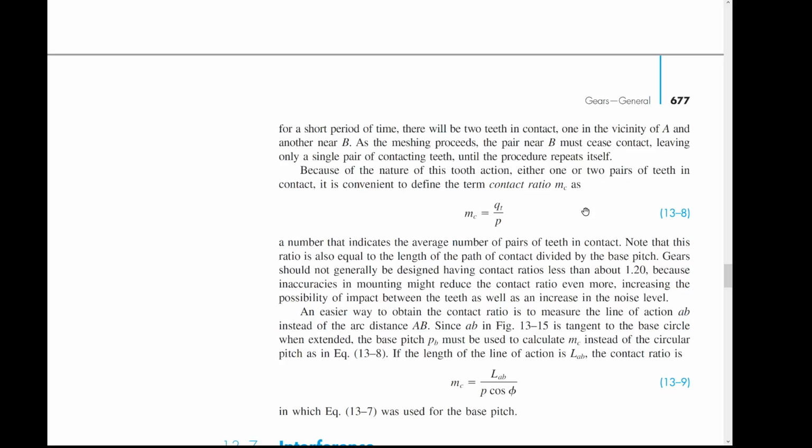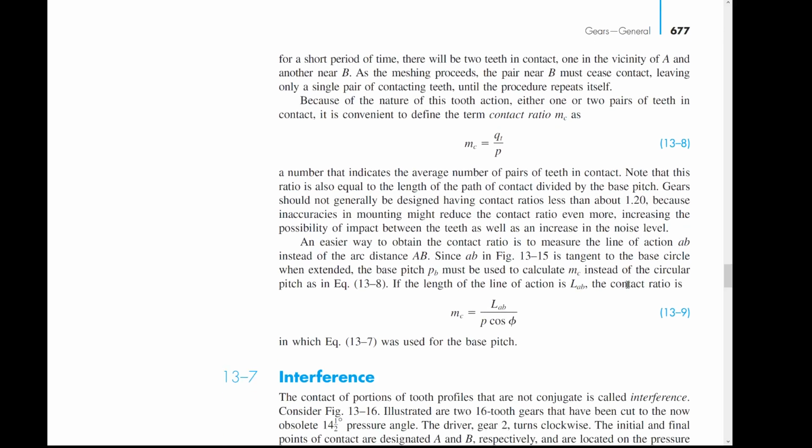An easier way to obtain the contact ratio is to measure the line of action AB instead of the arc distance AB. Since AB in figure 13.5 is tangent to the base circle when extended, the base pitch p sub b must be used to calculate M sub C instead of the circular pitch as in equation 13.8. If the length of the line of action is L sub AB, the contact ratio is M sub C equals L sub AB over p cosine phi, in which equation 13.7 was used for the base pitch.